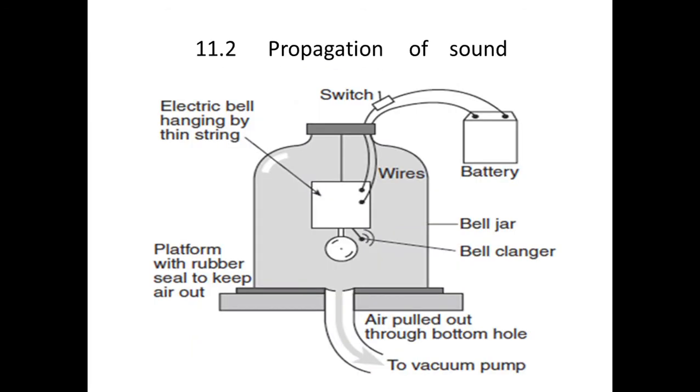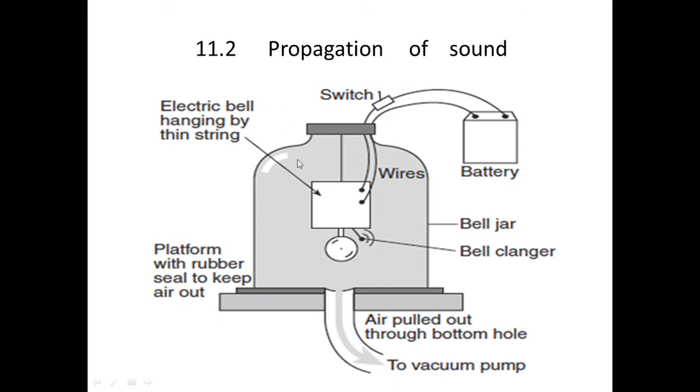Then we are going to discuss propagation of sound. For that activity, you need a bell jar, a vacuum pump, an electric bell, a few dry cells or a battery, connecting wires and a switch. Activity 11.5 given in your textbook.